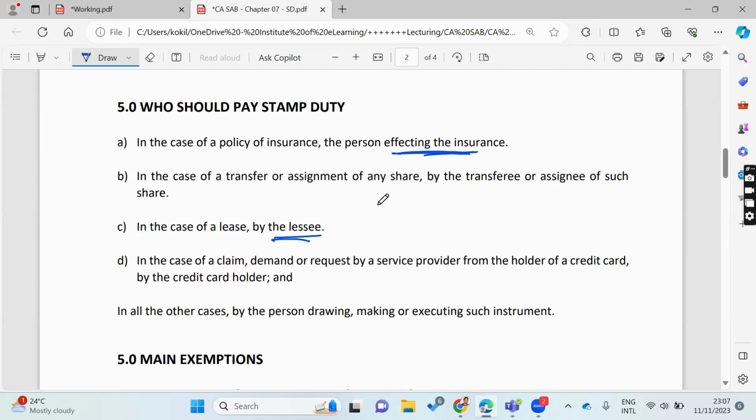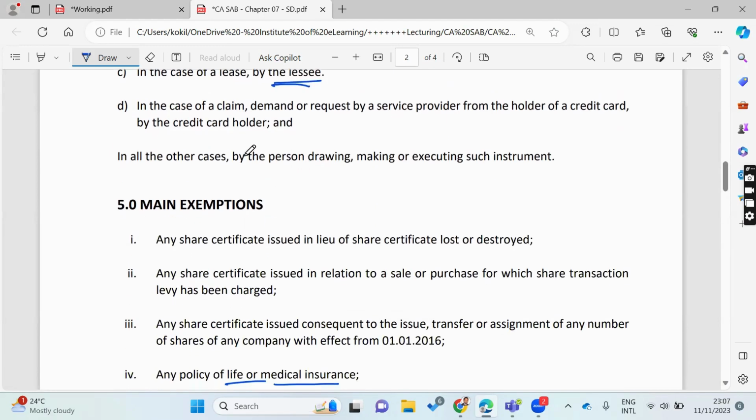Likewise, for any transfer or assignment of shares, the transferor signs it, right? Credit card, the bank is liable. All other cases, the person drawing or making or executing such an instrument. If a deed is transferred, at the time of transfer the person purchasing that particular land pays, right?